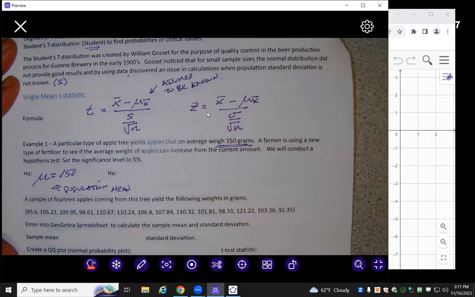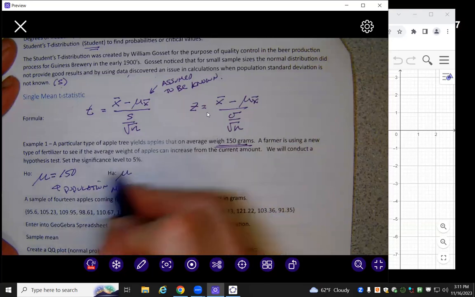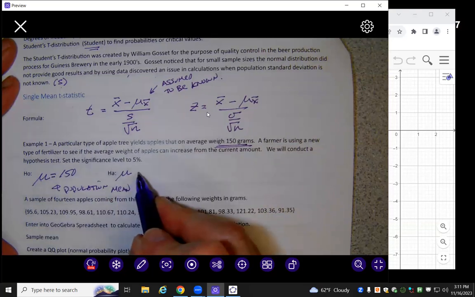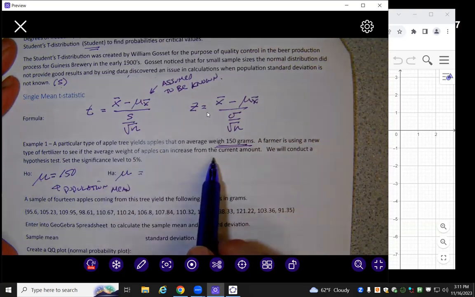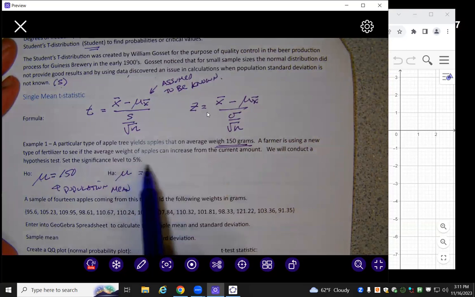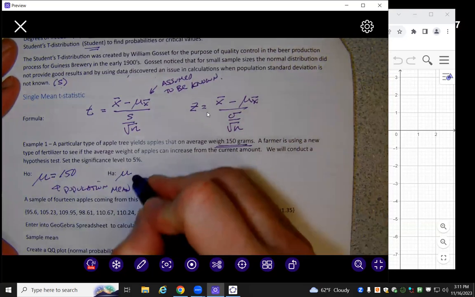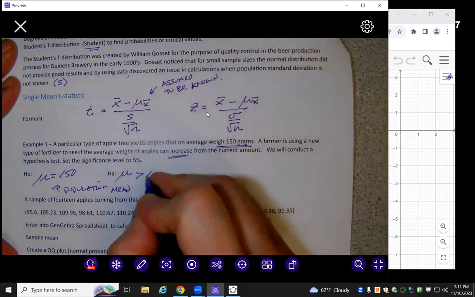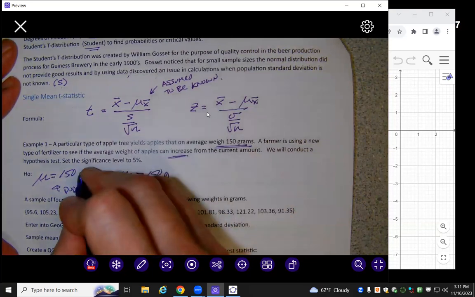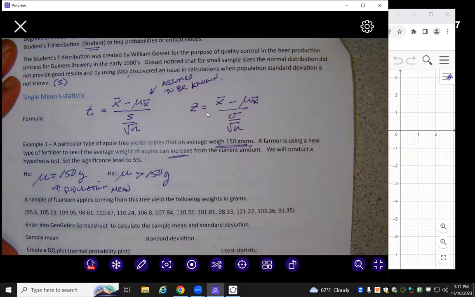What's going to be the alternative? Well, again, notice I'm using a parameter, mu. And what is it I want to know? Well, I want to see if the average weight of the apples can increase. Okay, so increased. So it looks like we're heading in a particular direction, greater than. So we're going to do this. So 150 grams, 150 grams. That's what we're after. Okay. So a sample of 14 apples coming from this tree yield the following weights in grams. And here we are.